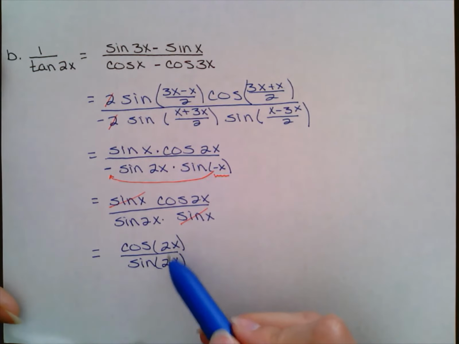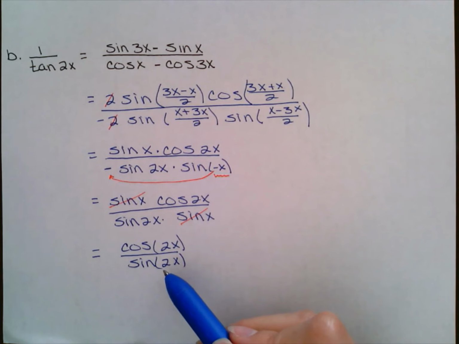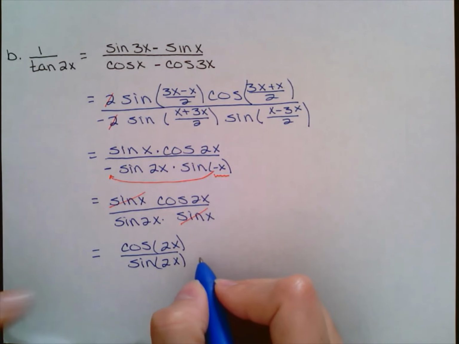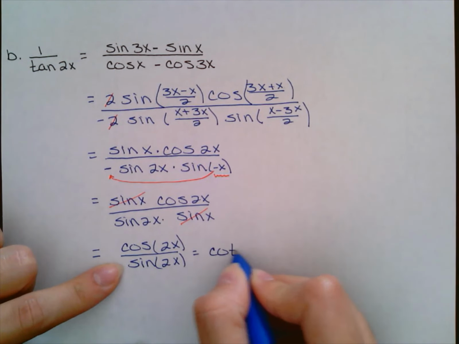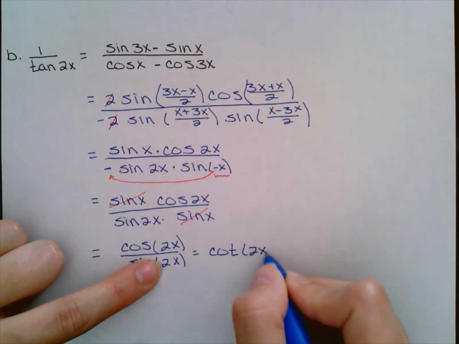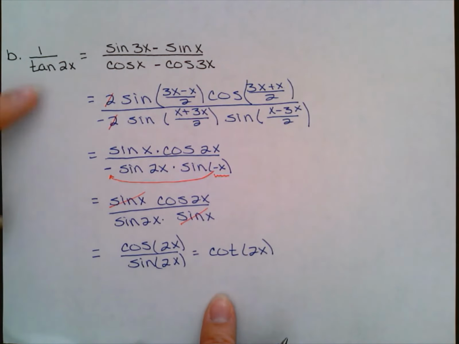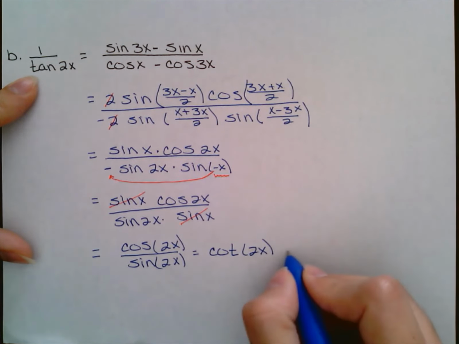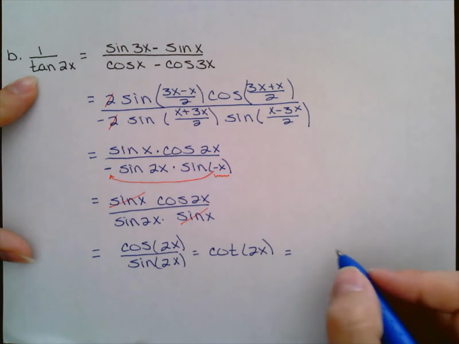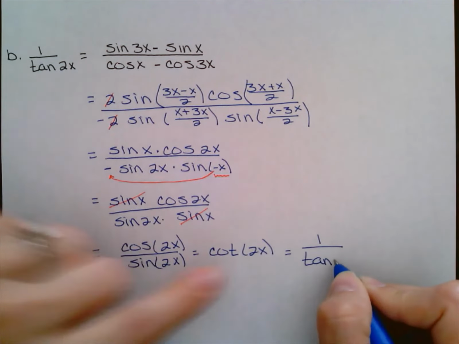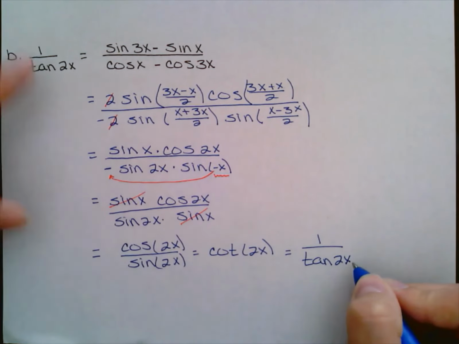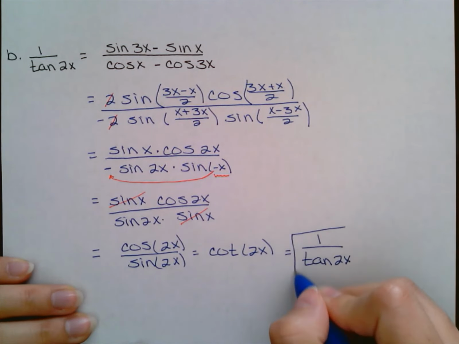If the insides of these trig functions are identical, I can apply the quotient rule or the reciprocal rule, okay? So cosine divided by sine is cotangent, and I keep the inside of 2x. But remember, my goal is for it to say 1 over tangent. Well, the reciprocal rule of cotangent is 1 over tangent, and then keep that same inside, which is 2x. And now I have what that left side reads.